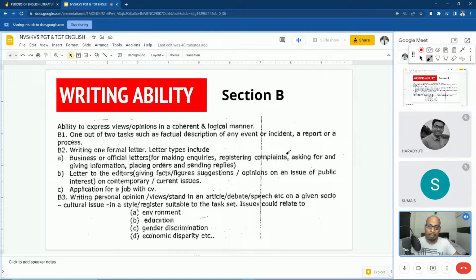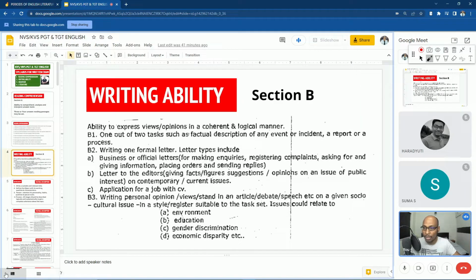Under this writing ability section, which comes in section B of the syllabus, we have studied three different topics. First one is factual description of an event or incident or report or process writing. Then we studied letter writing. Under letter writing, we completed business or official letters, and then letters to editors, and then application for job with CV, and then we completed article writing, debate and speech writing.